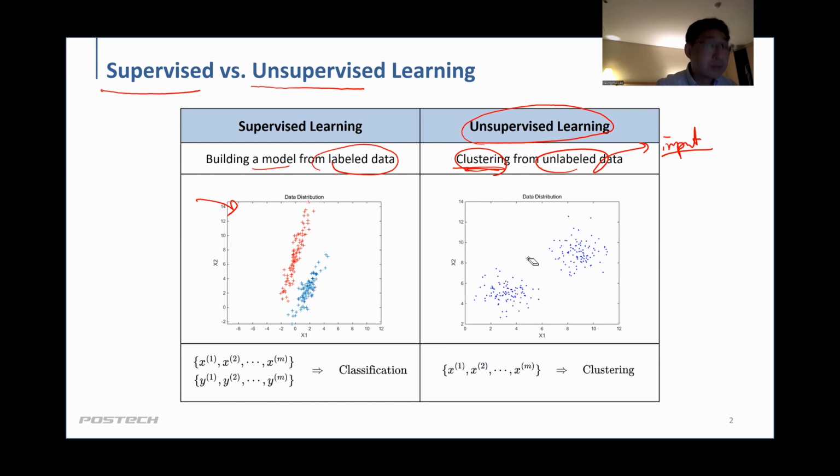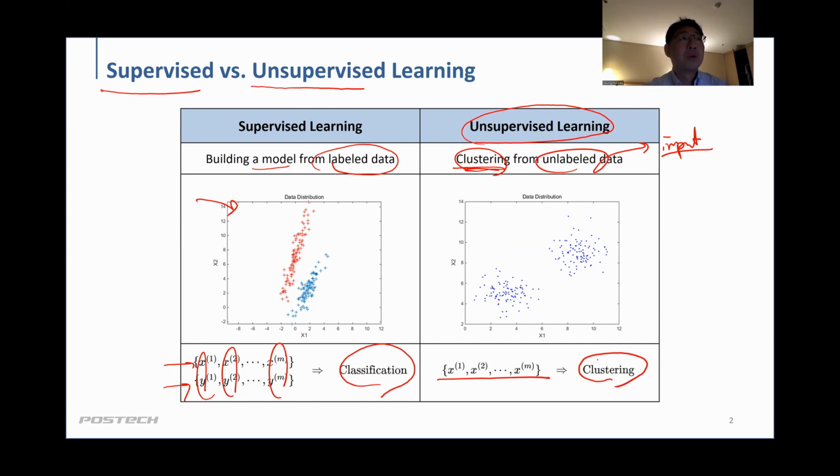And in mathematical expressions, like I said, we have x and y. We don't have y's. The only thing we have in the given data set is inputs. So over there is classification, and over here is clustering. You can think of it as grouping, partitioning, clustering, classification.